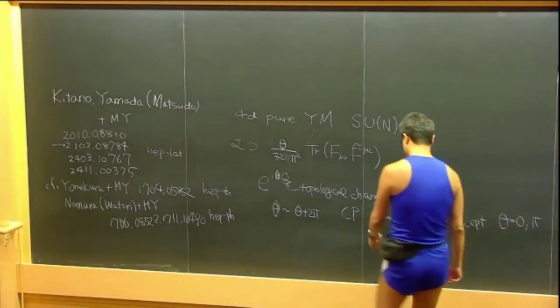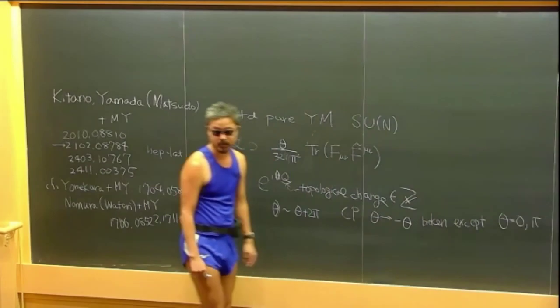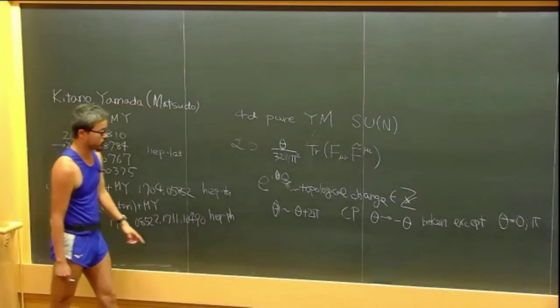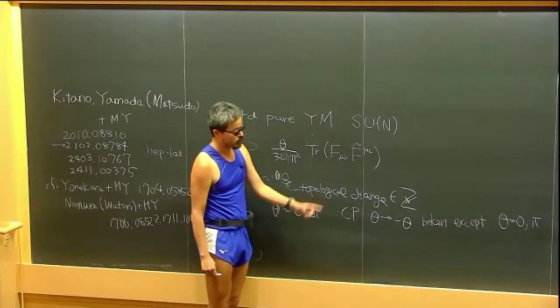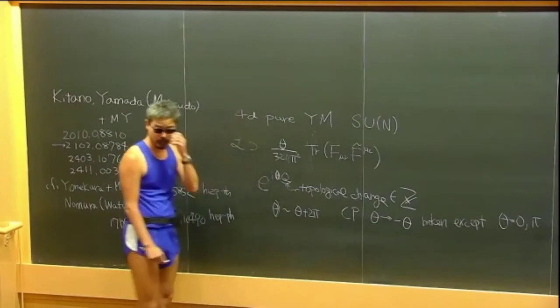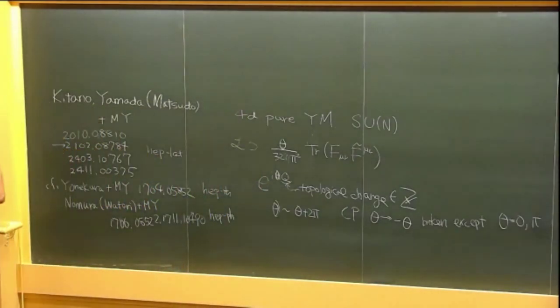At least classically, pi goes to minus pi, but minus pi is equal to pi because of this 2 pi periodicity. So theta equals 0 and pi, at least at the Lagrangian level, is CP symmetric. So that's one of the symmetries. This is a conference about symmetry, so that's one of the symmetries we will encounter.